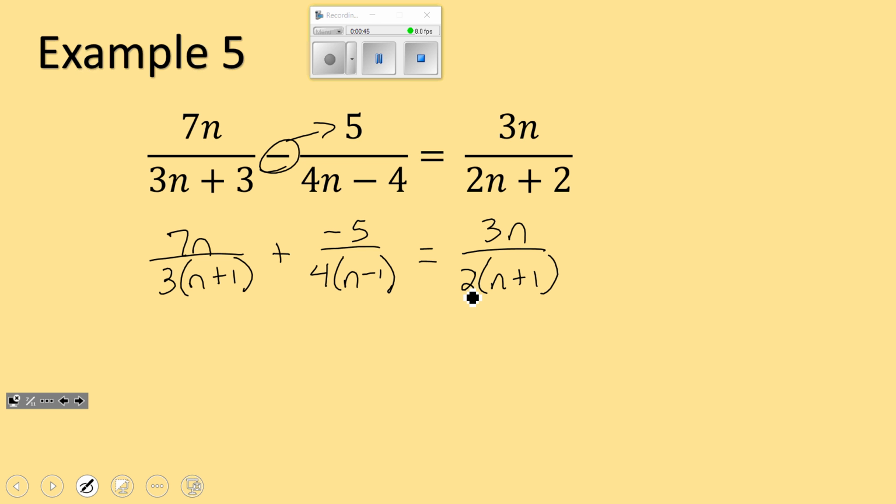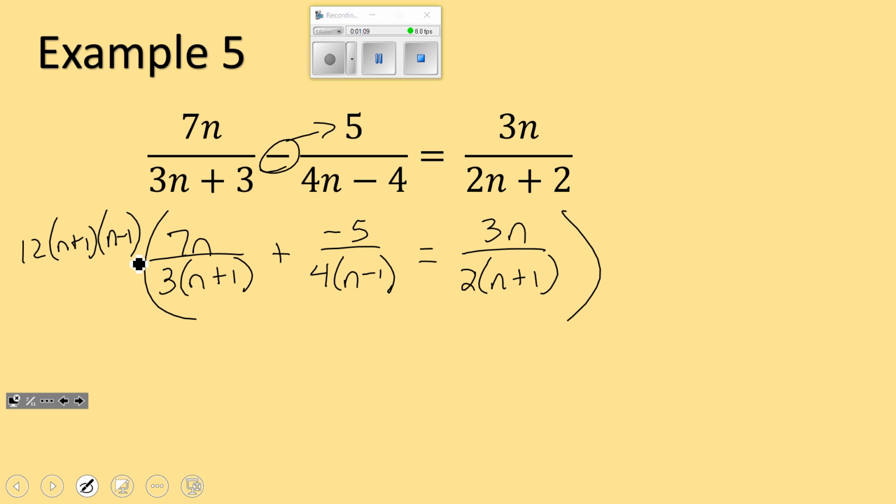N plus 1, n minus 1, and 12. What can 3, 4, and 2 all go into? 12. Okay, so we need a 12, we need an n plus 1, and we need an n minus 1. Now, are you okay for me not to write it all the way to every single one?